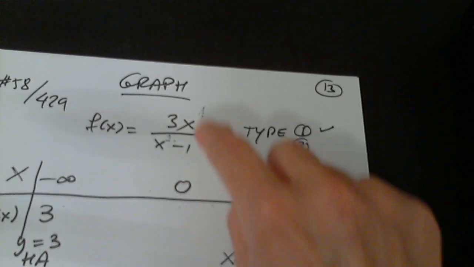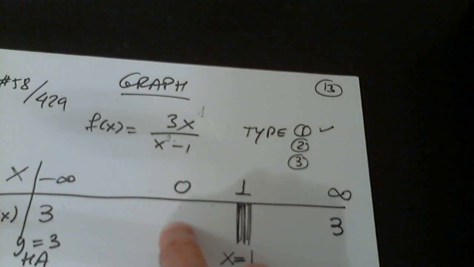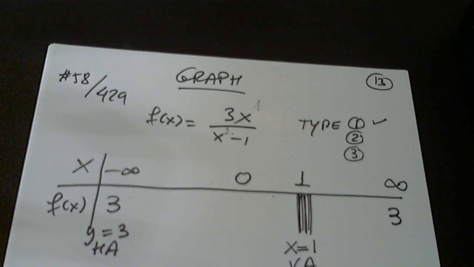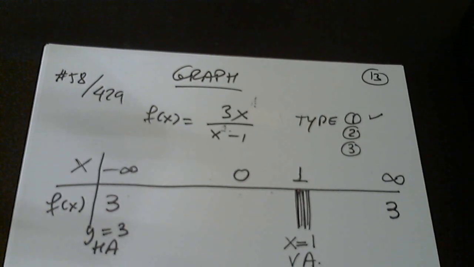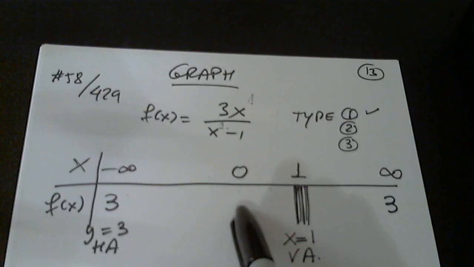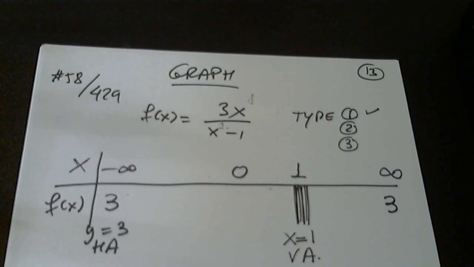Okay, can anyone plug in 0 here and tell us what we get? Because we need to find the x and y intercepts. When x is 0, what do we get? How much is f of 0?